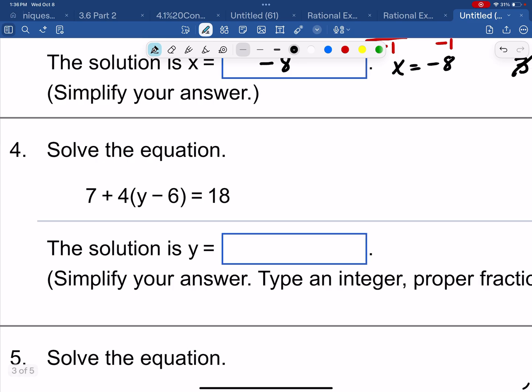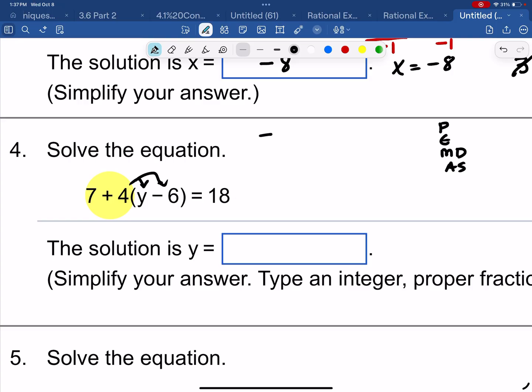Number 4, solve the equation 7 plus 4, parentheses, y minus 6 equals 18. Now, you might be tempted to add the 7 plus the 4, but you have to do multiplication before addition. Remember from order of operations, you always do parentheses, exponents, multiply or divide left to right, add or subtract. So before I do this addition right here, I've got to do this multiplication right here. So I'm going to distribute that 4 throughout.